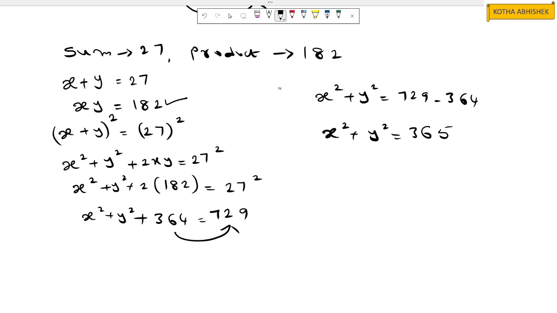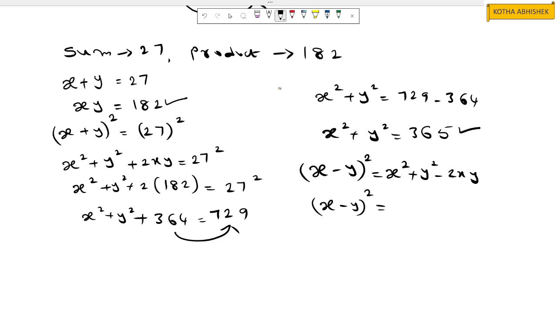Now take the a minus b whole square formula, which we are replacing with x minus y. So x minus y whole square is x square plus y square minus 2xy. The x minus y value we don't know, so the left side stays as it is, equals x square plus y square. Just now we got it as 365, right? So x square plus y square, I'm substituting 365 minus 2 into xy, which is given in the question itself, that is 182. So substituting 182.